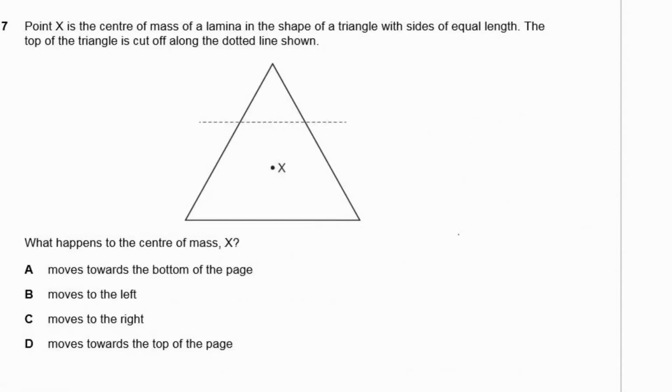Question 7. Point X is the centre of mass of a lamina in the shape of a triangle with sides of equal length. The top of the triangle is cut off along the dotted line shown. What happens to the centre of mass X?